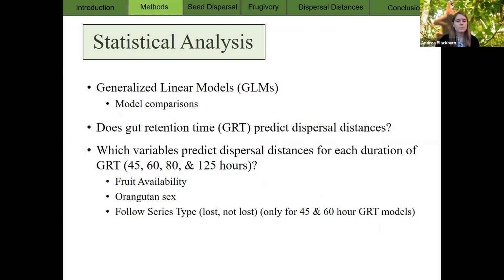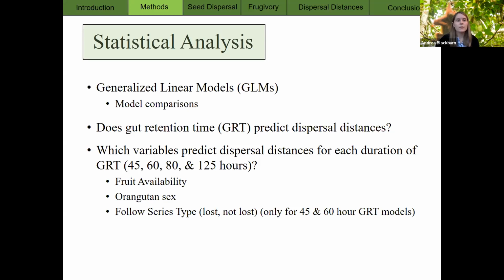Our predictor variables were fruit availability, as Z-scores, orangutan sex, so unflanged males, flanged males, and females, and follow series type, lost and not lost. So by considering follow series type, this allowed us to test if lost follow series indicated instances of quick directed travel over far distances, likely corresponding to long dispersal distances. Lost follow series were those that did not last for more than 4 full consecutive days due to the orangutan's behavior.